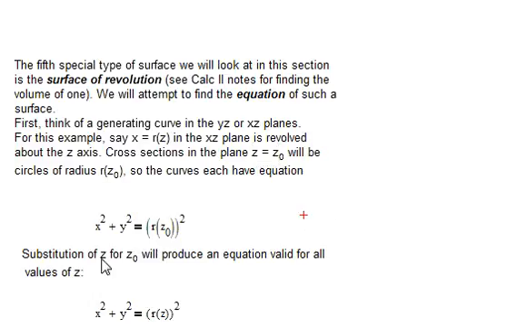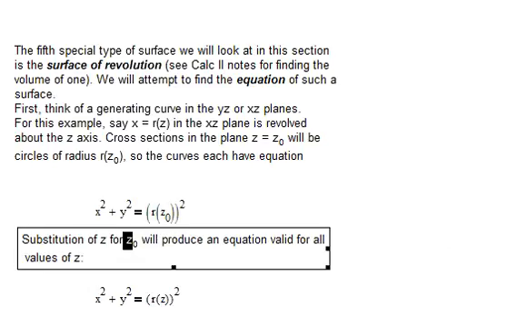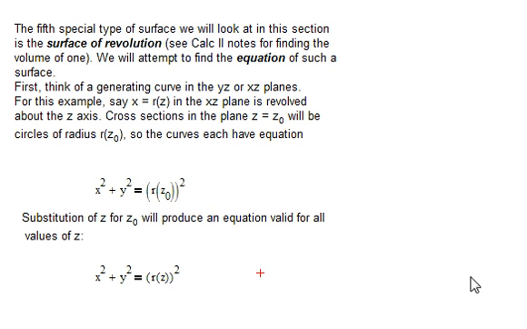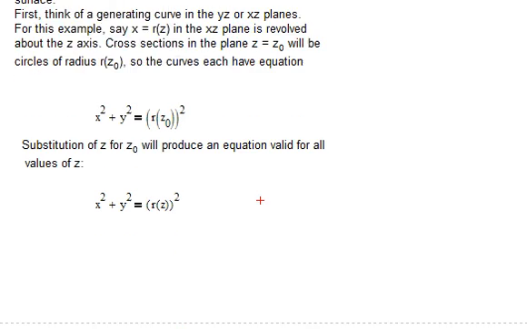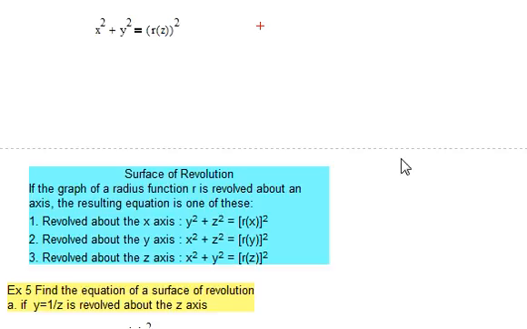But if we put in z as a variable instead of z sub 0, it'll produce an equation valid for all values of z. So here it would be x squared plus y squared equals r of z squared. This would be in the, what plane was this in? This was in the xz plane. Okay, so here's how you find the equation of the surface of revolution.